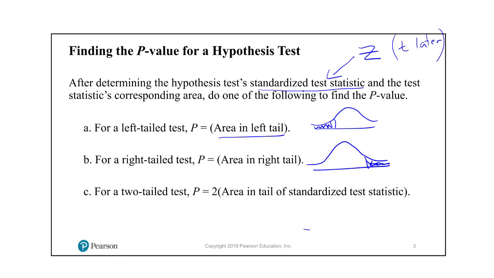For a two-tailed test, remember that would come out of an equals, not equals type of hypothesis test. The area is going to be 2 times what we would find in one of these regions. Okay, so it's easy to look up one of these areas, but what we want is the entire thing. So we're going to have to take this area and multiply it by 2 in order to get both areas together.